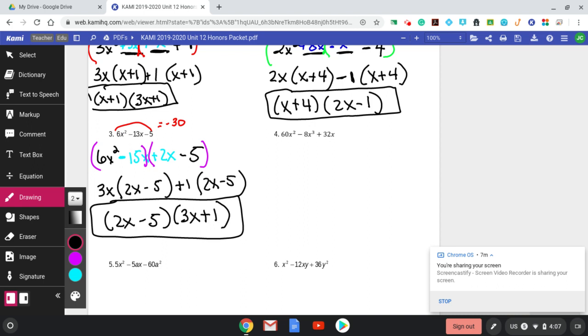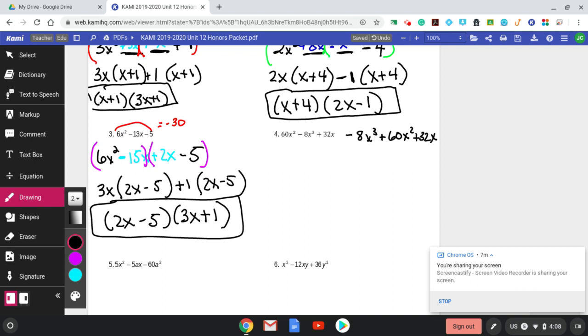Okay, number 4, right away I don't like the way it looks, because I always like the higher exponent to be out in front. So let's change that. Negative 8x to the third plus 60x squared plus 32x. Perfect. Okay, I'm not going to make the same mistake again that I made in a couple Google Meets and I think on the day 3 video.